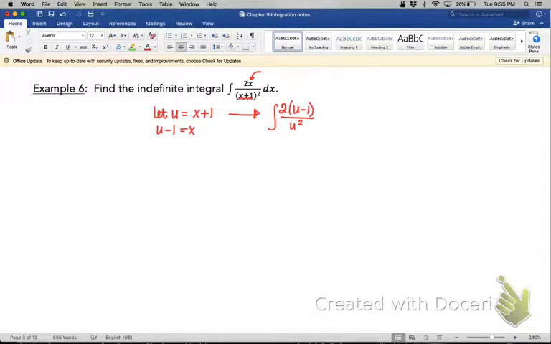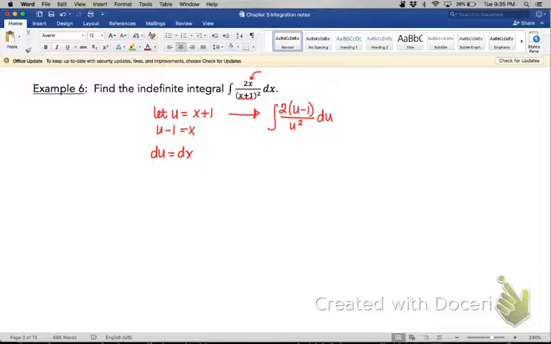Okay, and now we need to check du. So du is going to be equal to 1 dx. So since du equals dx, all we've got to do is pop a du in there. And so then this is what we are now working with.